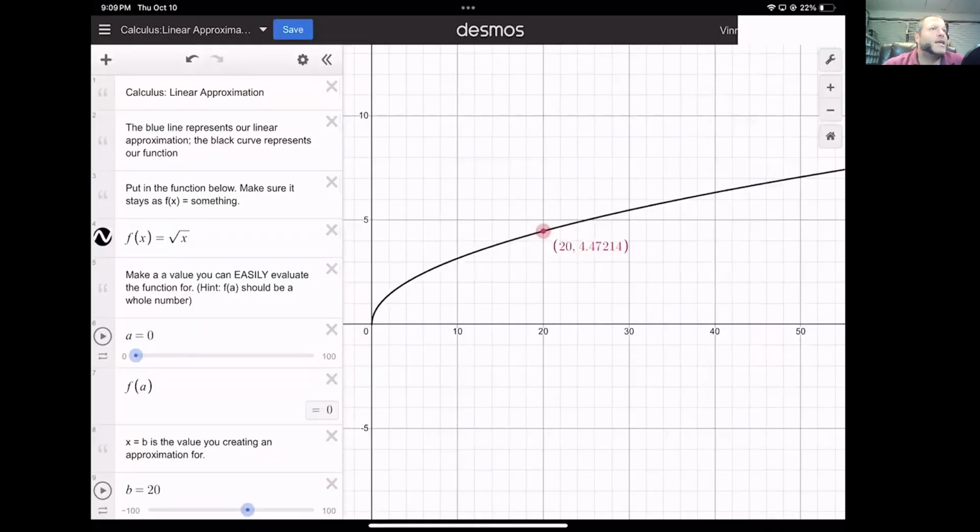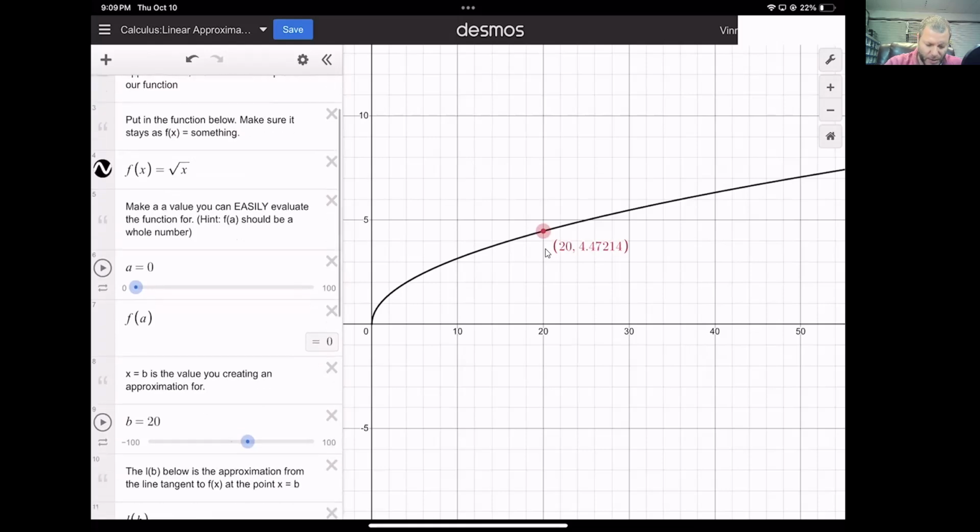So the first thing is that we have a function, right? So f of x equals square root of x. That's obviously this black function right there. We could change it if we wanted to. But here's our function we're approximating. So as I change this value of a, we're going to start to see a line, a linear approximation. So the idea is that I'm trying to approximate f of 20 in this particular example. It doesn't have to be 20.